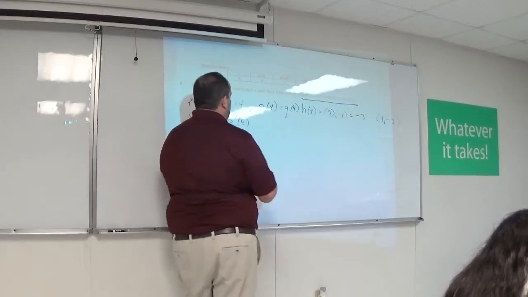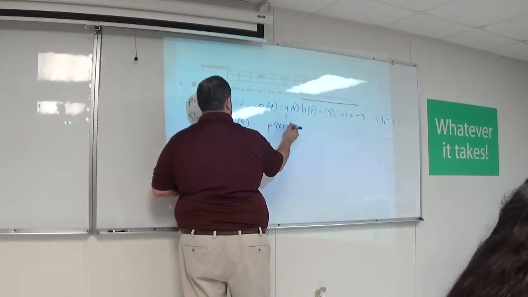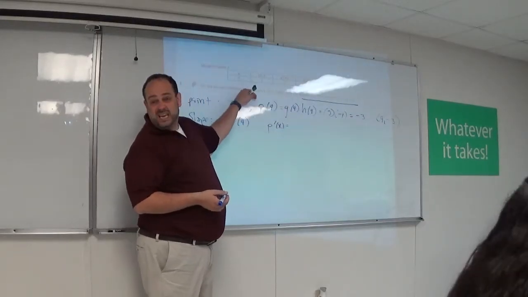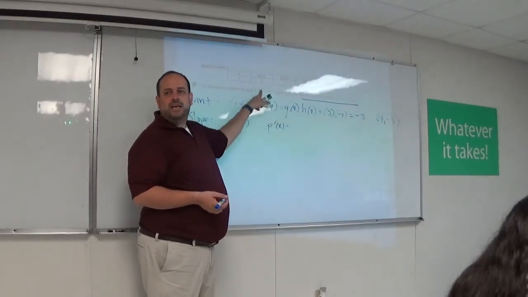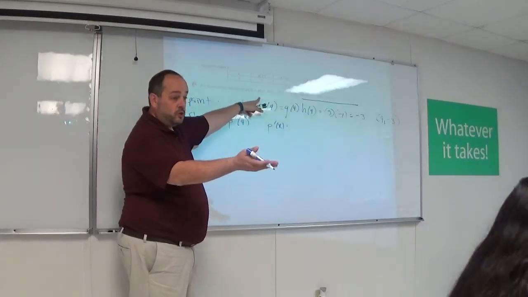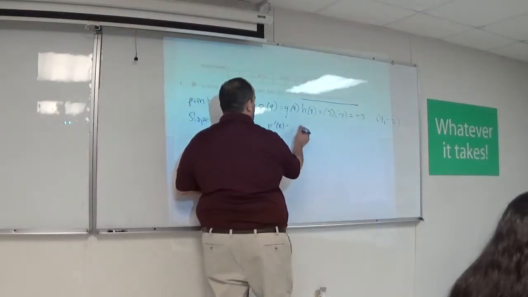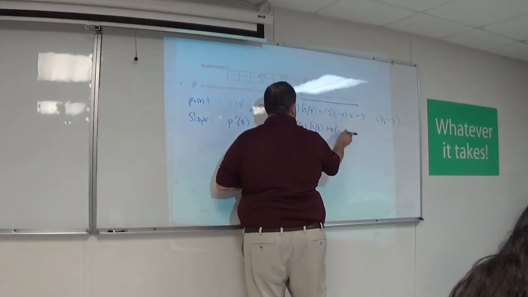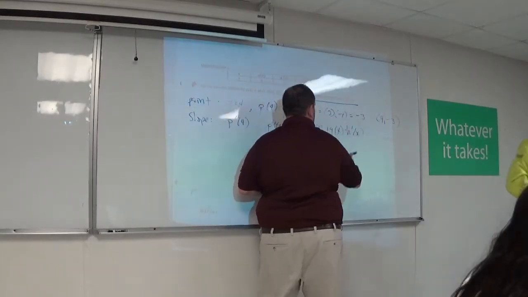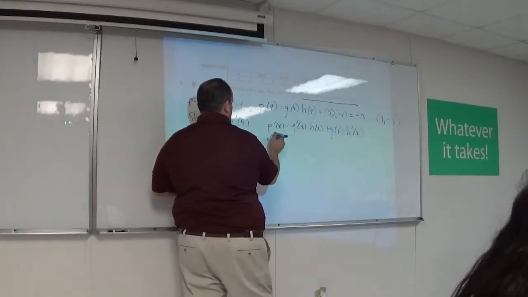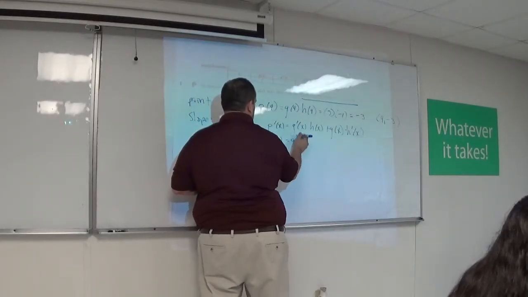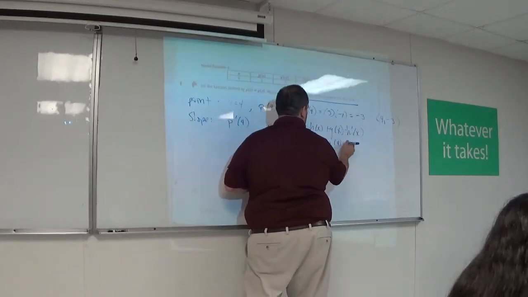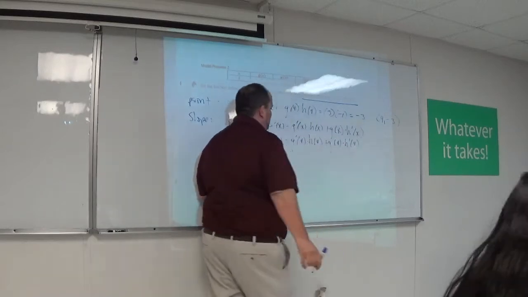To find p prime of 4, first I need p prime of x. How do I find the derivative of p? P is g times h. I saw a lot of you guys had this. It was the first thing you did. So product rule, g prime of x times h of x plus g of x times h prime of x. P prime of 4 is g prime of 4 times h of 4 plus g of 4 times h prime of 4.